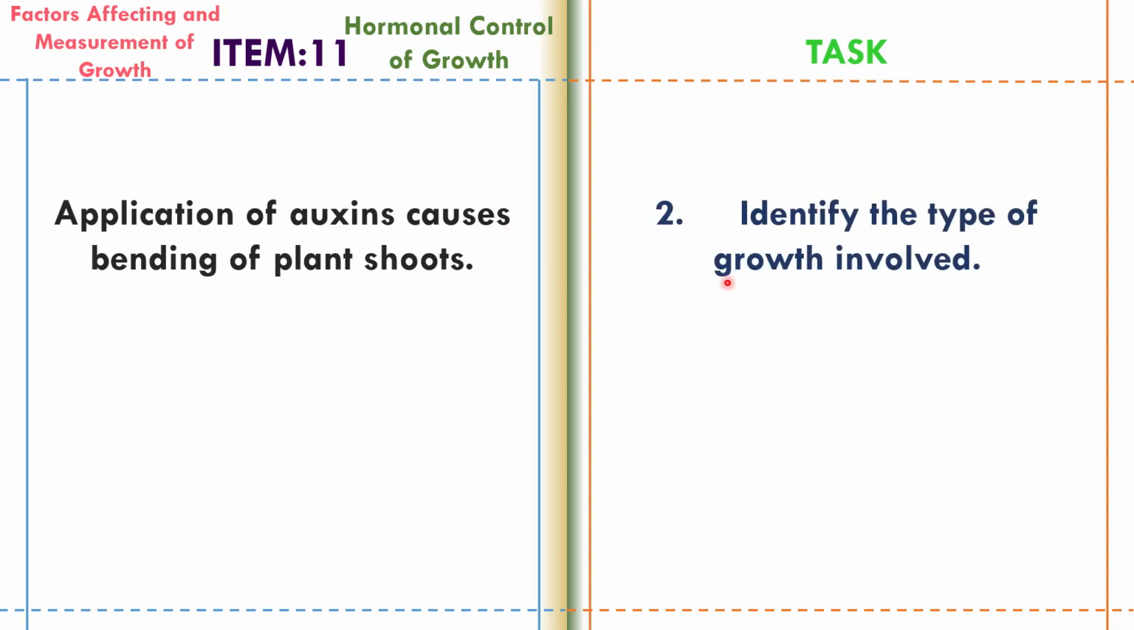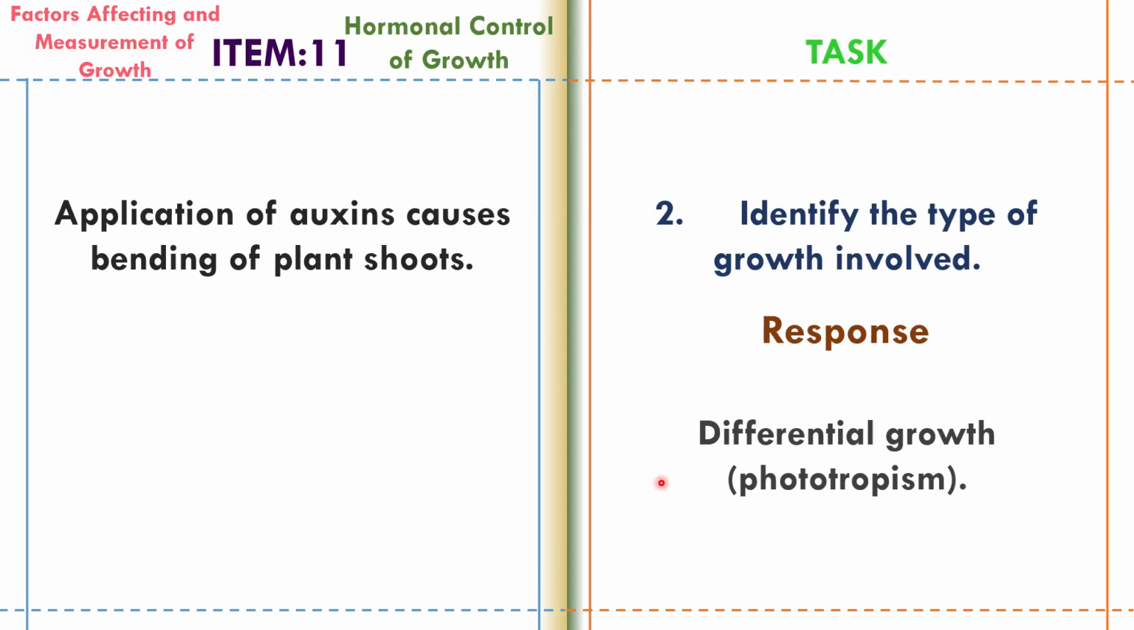Identify the type of growth involved. It's the differential growth, which is the same as phototropism. Now let's go to primary and secondary growth. Item 12.